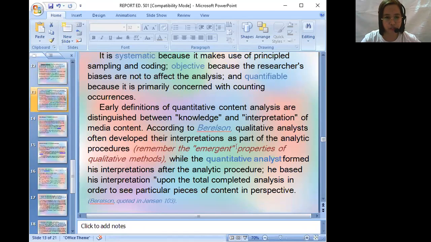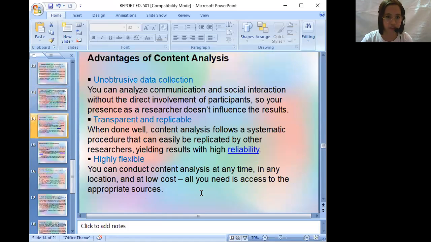According to Berelson, qualitative analysts often develop their interpretations as part of the analytic procedures, or to remember the emergent properties of qualitative methods, while the quantitative analyst formed his interpretations after the analytic procedure. He based his interpretation upon the total completed analysis in order to see particular pieces of content in perspective.